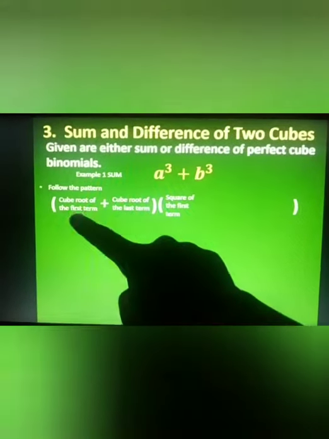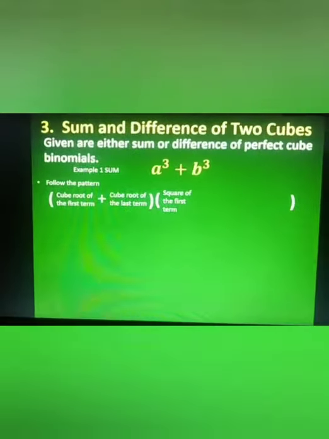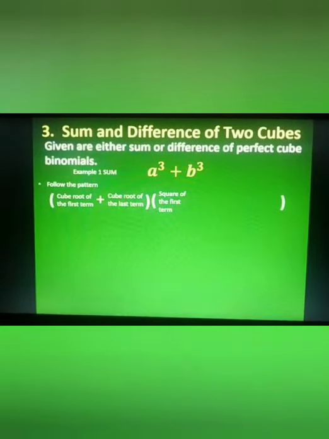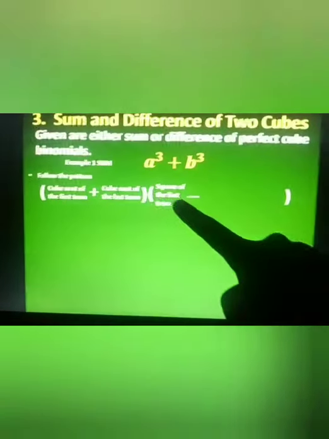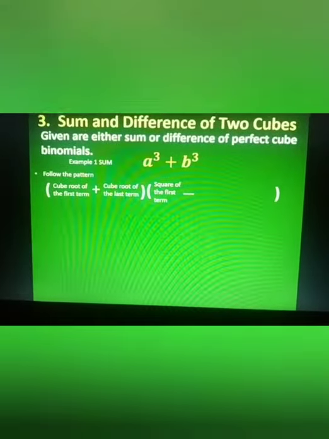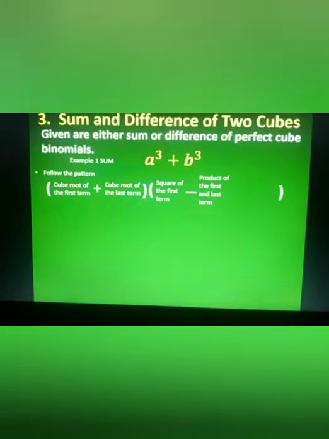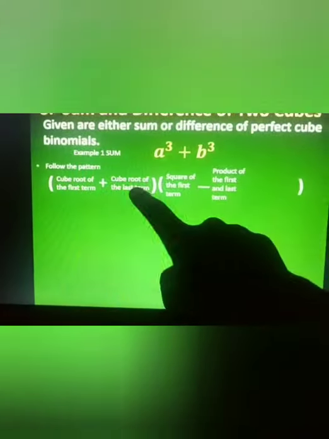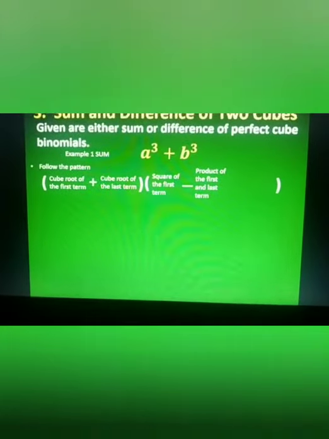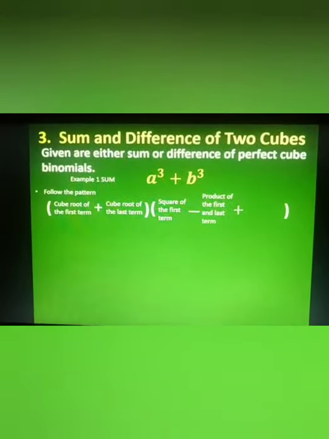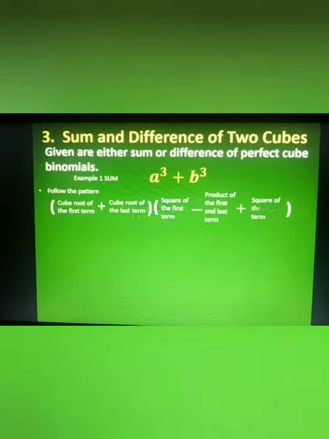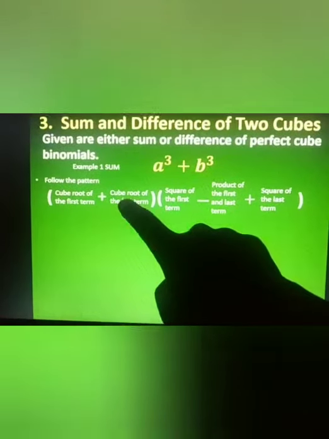Square the first term. Whatever your answer is, you square it. Then follow the sign: it's minus. Okay? Product of the first and the last term. Multiply them, that is your answer. And the last, plus, square the last term. Whatever the last term is, you square it.